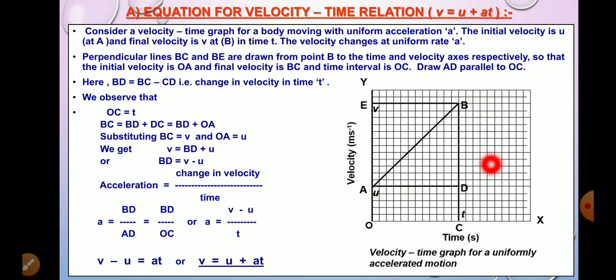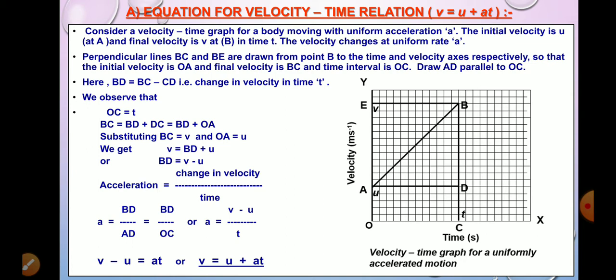Yes, the final velocity is BC. This distance is the final velocity of an object, with the time OC. So the time taken is T. The initial velocity is represented by OA and the final velocity is represented by BC, and the time interval T is represented by OC.